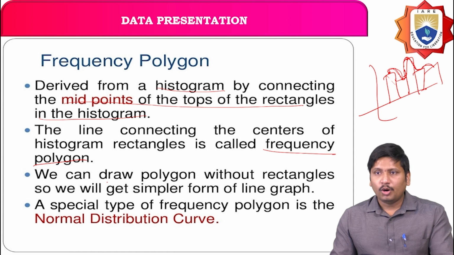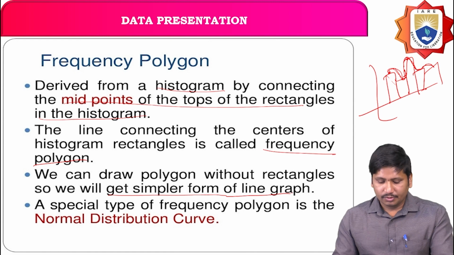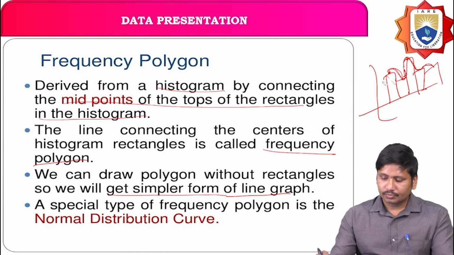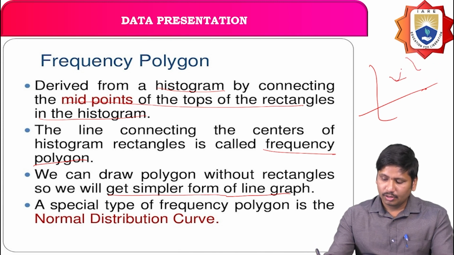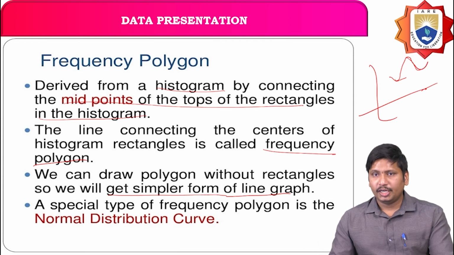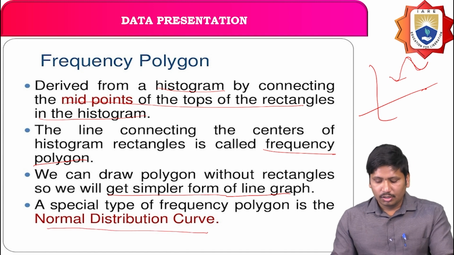We can draw the polygon without rectangles, so we will get a simpler form of the line graph. Suppose I eliminate these bars and only lines are available, then it should be the simpler form of the line graph by eliminating the rectangles. And then the special type of frequency polygon is the normal distribution curve. So the normal distribution curve is one case of the frequency polygon, or a special type of the frequency polygon.